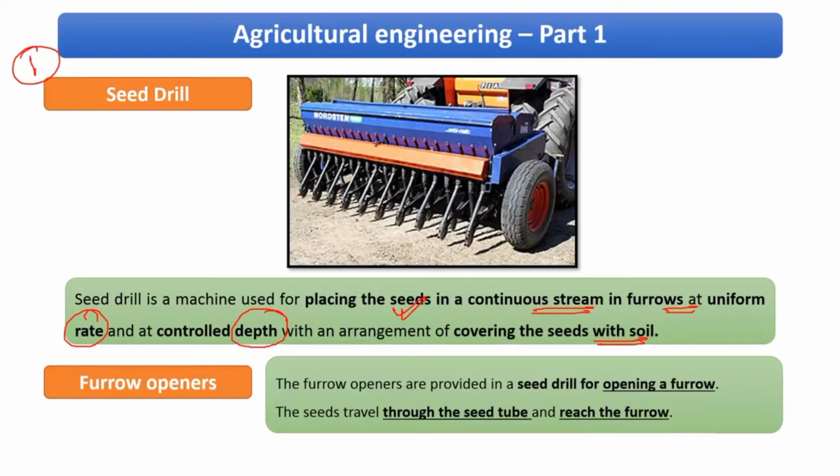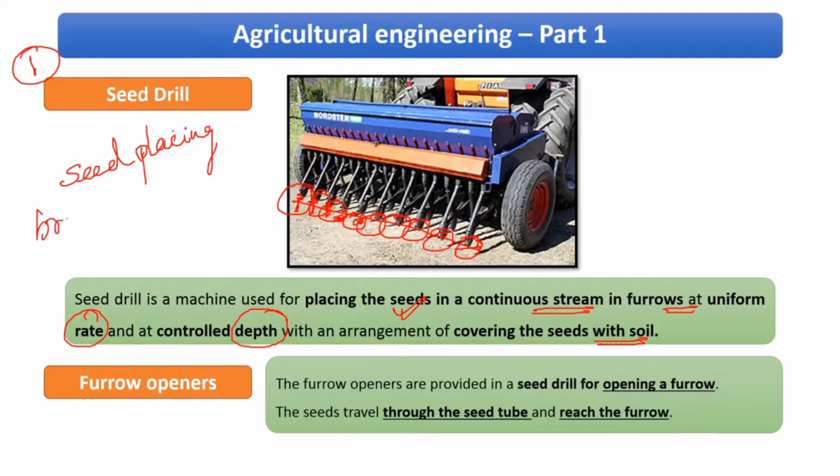The first thing is it is placing the seeds at an adequate, uniform depth, in a continuous stream, you can see here, in furrows. And after the seed placement, it also has an arrangement to cover the seeds with soil, right? So you can see how efficiently these processes are streamlined with the help of the various equipment that you use.